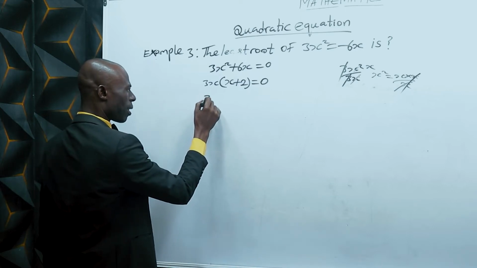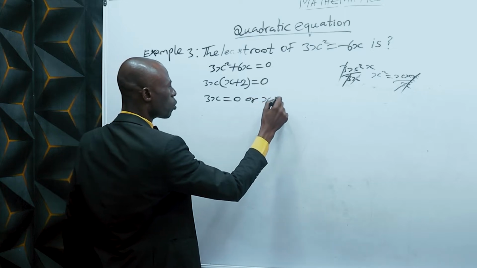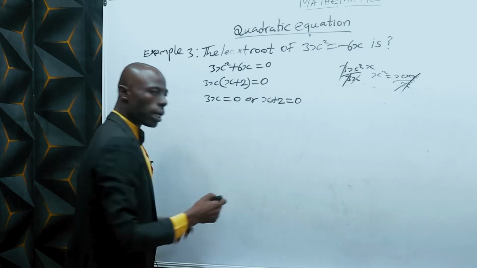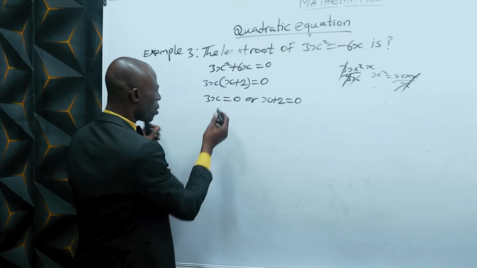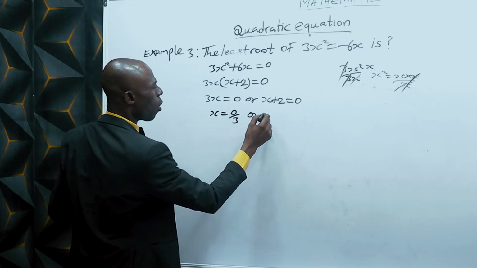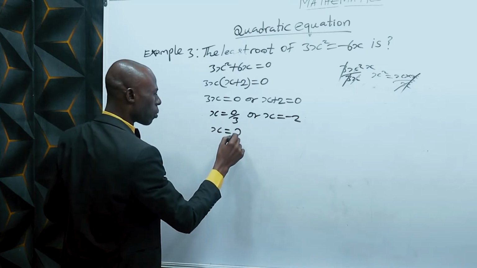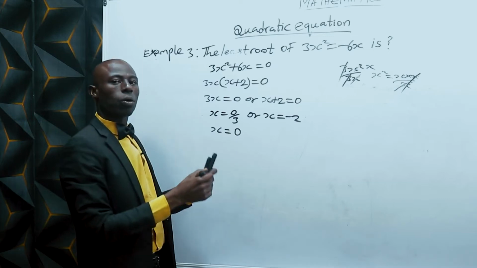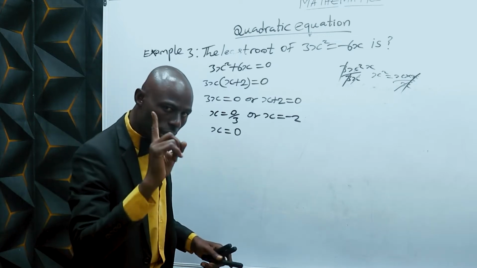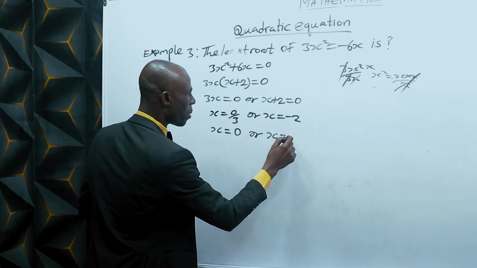So it's either 3x is equal to 0 or x plus 2 is equal to 0. Solving this, you have x equals 0 divided by 3 or x equals minus 2. X is equal to 0. Whenever you divide 0 by any figure, the result is 0. Or x is minus 2.